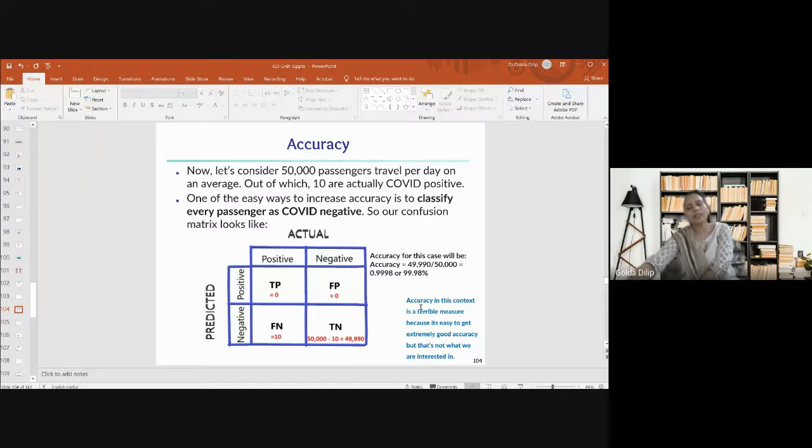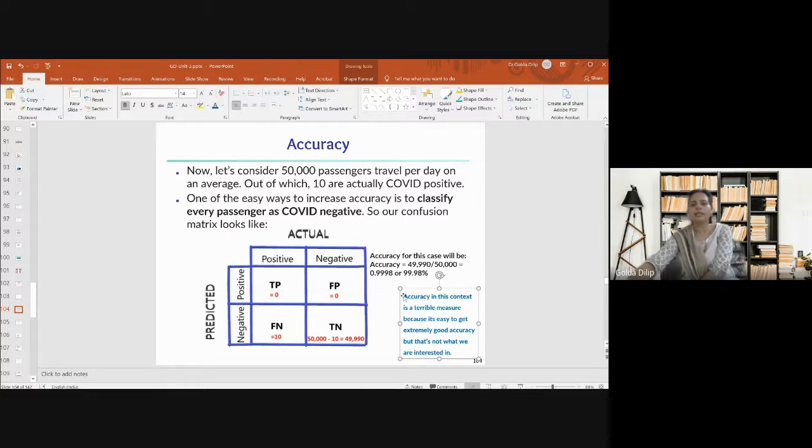So you can make out, as mentioned in the slide, that accuracy is not a good measure because it's easy to get extremely good accuracy, but that is not what we are interested in. In this particular scenario, accuracy is not a good measure to evaluate the model, not every time. It is not in accordance with our objective, so that's the reason why we go for yet another popular measure called recall.